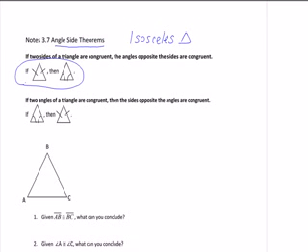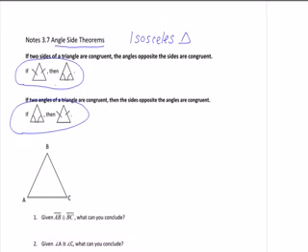The converse is also true. If two angles of a triangle are congruent, then the sides opposite those angles are congruent. We would call this one, or sorry, the first one, if sides and angles. We call the second one, if angles and sides. All right? And this is very key. This is within one triangle.